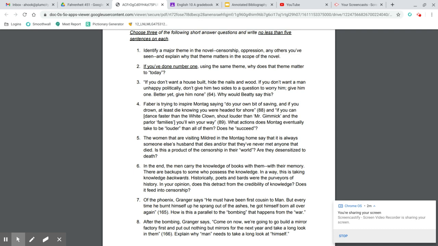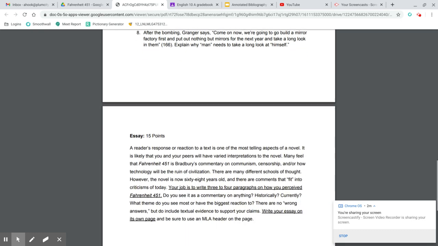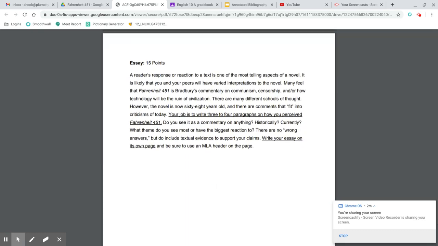So as you can see, the first and second one are kind of tied together because they talk about themes in the novel and then how it might apply to you today. So if you chose one of those, it might behoove you or benefit you to do both of them. So you just need to choose one more from there. The next and last piece here is that there is an essay portion. This is worth 15 points as well. So the total value for the final is 50 points.